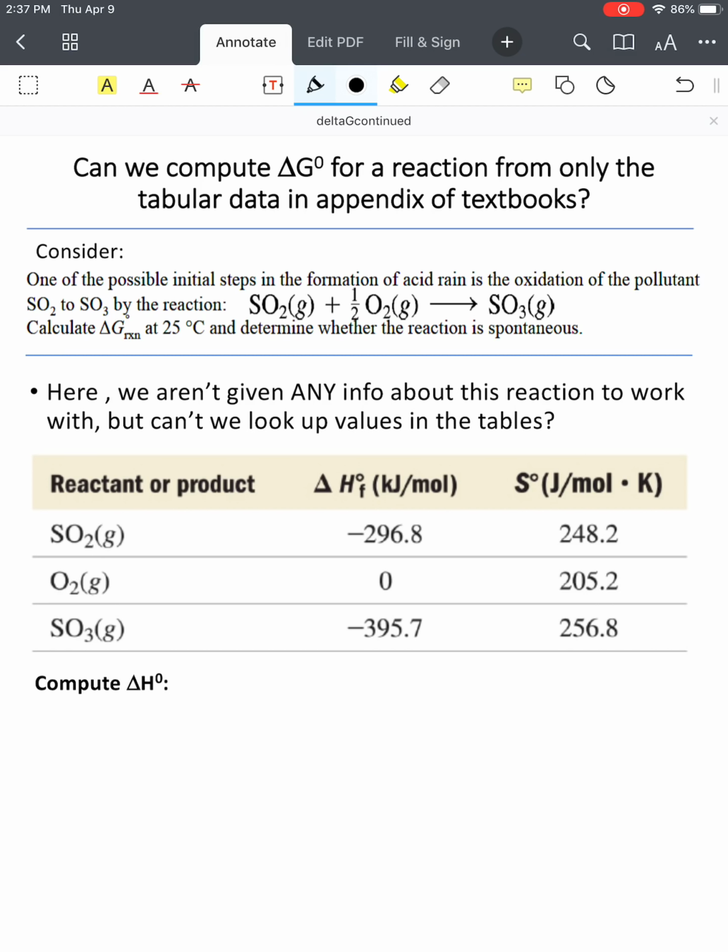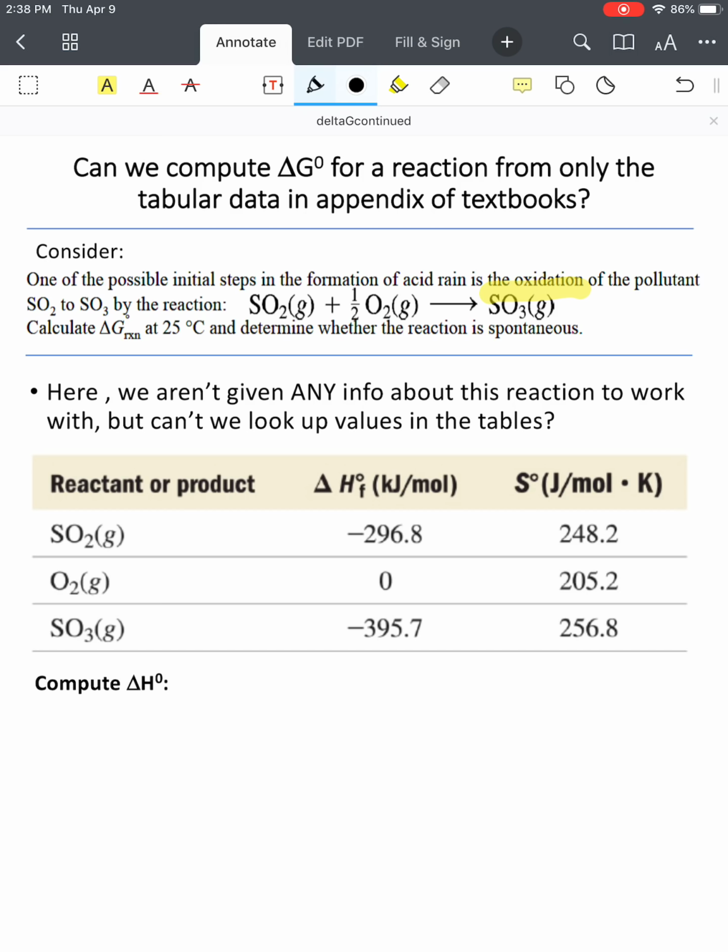So one of the possible initial steps in the formation of acid rain is the reaction that's outlined here on this slide. It's the oxidation of sulfur dioxide, okay? And eventually sulfur dioxide gets converted to sulfate, SO4 2-, excuse me. But an intermediate in that process makes SO3 gas, or sulfur trioxide. And what we want to do is calculate delta G0 reaction at 25 degrees and determine whether this reaction will be spontaneous or non-spontaneous.